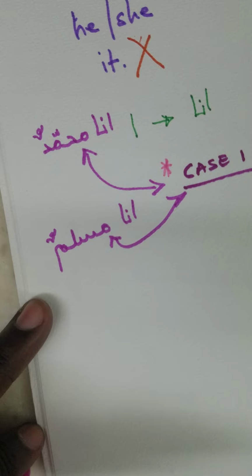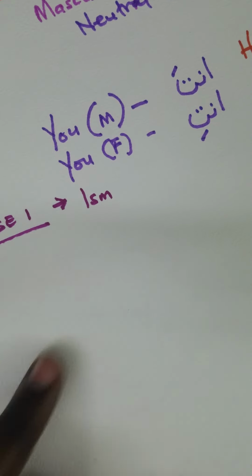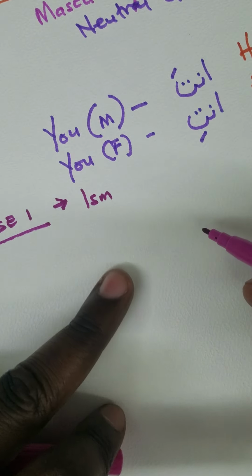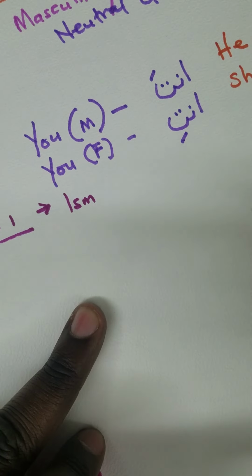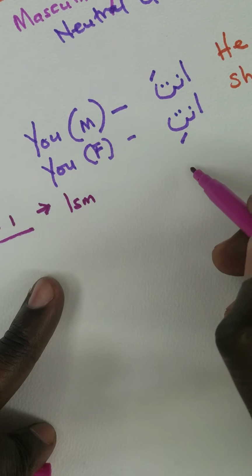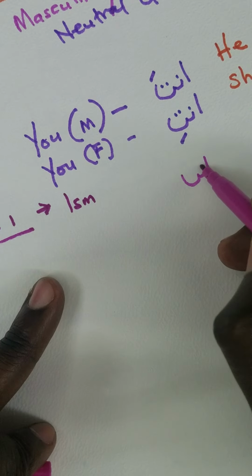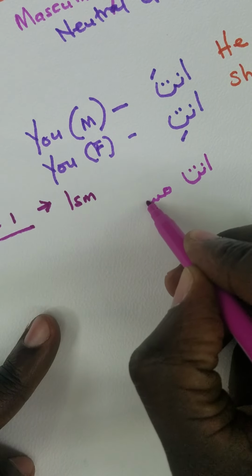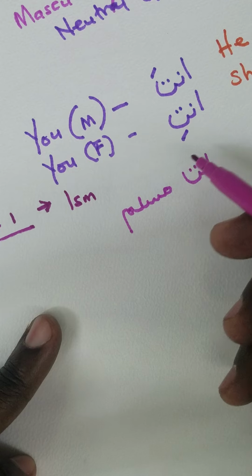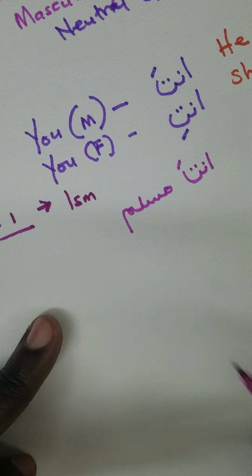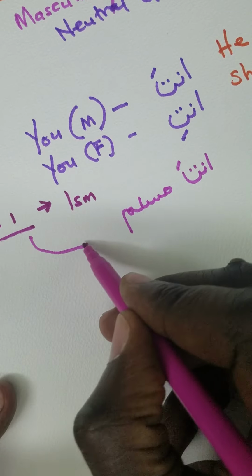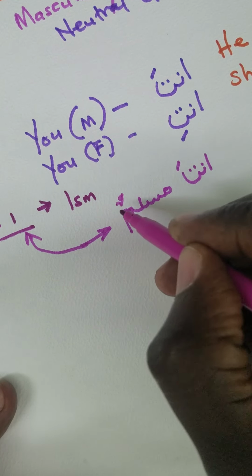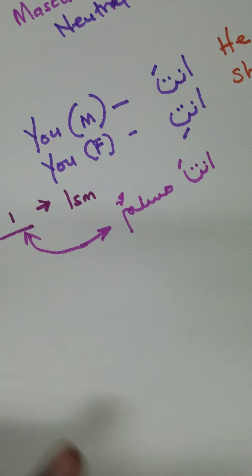Okay, that's how it goes. If I want to say "you are a Muslim," and I'm talking to a man, you'll find I write "anta Muslim." Case 1 of this will be "Muslimun." That's why you'll see I put a tanween: "Anta Muslimun." Now you see, this is the last statement.